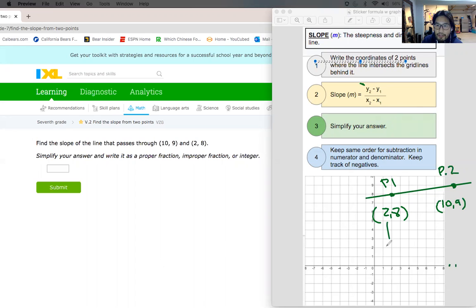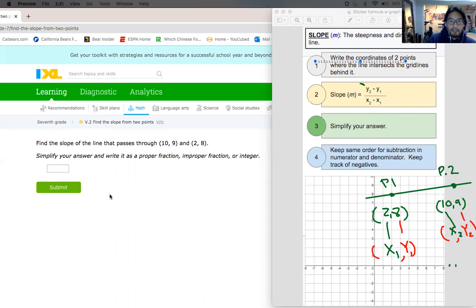So the number 2 is the x-coordinate of point 1. That's what x sub 1 means. The number 8 is the y-coordinate of point 1. And going over here, the number 9 is the y-coordinate of point 2, and the number 10 is the x-coordinate of point 2. That's x sub 2. That's what the 10 is. Now I've got all my points labeled.